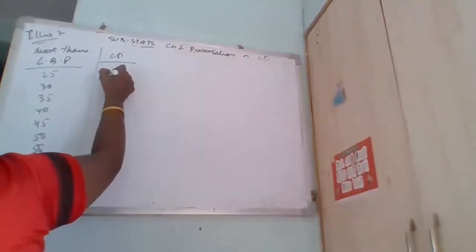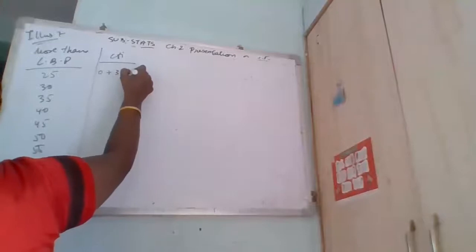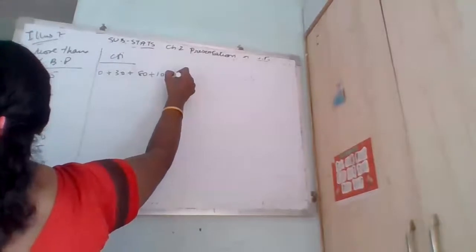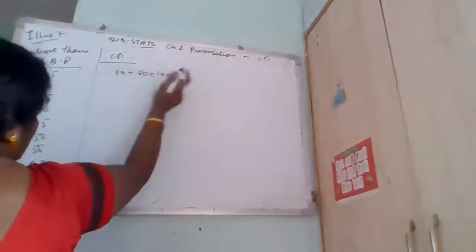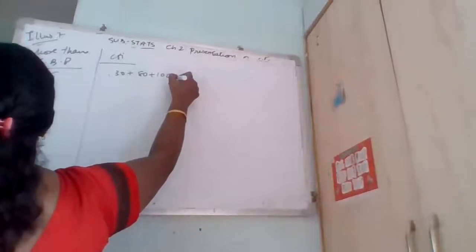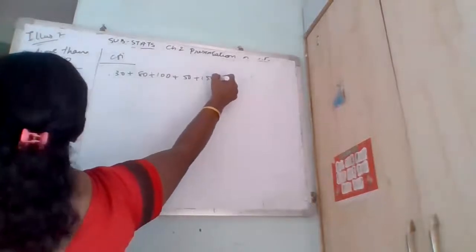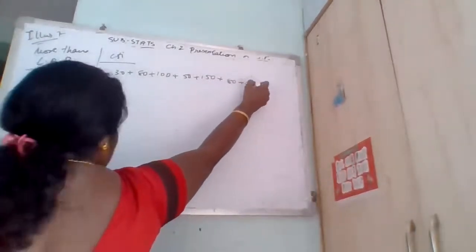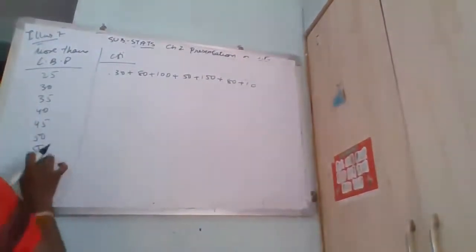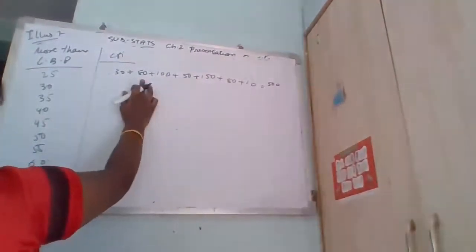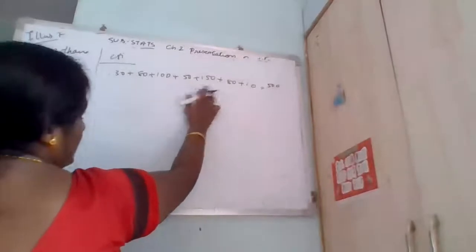0 plus 30 plus 80 plus 100 plus 50 plus 150 plus 80 plus 10, right? So this comes to 500.